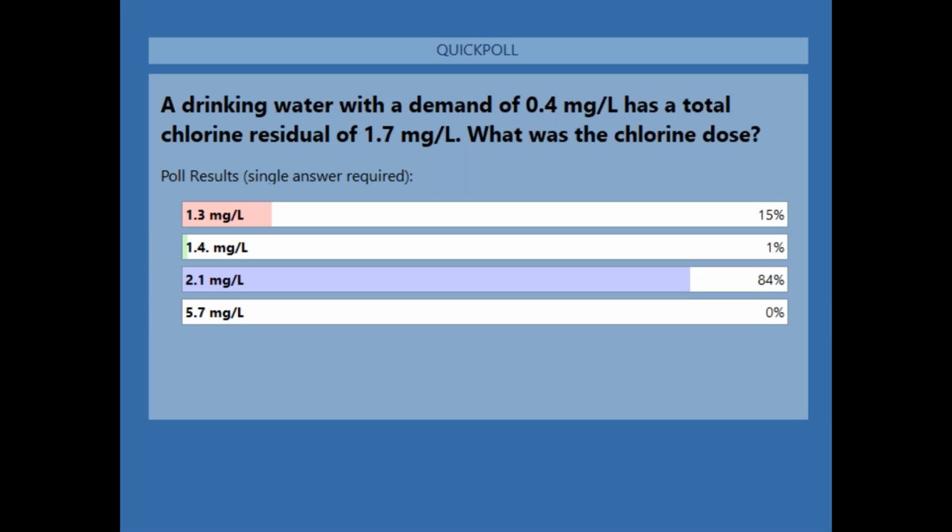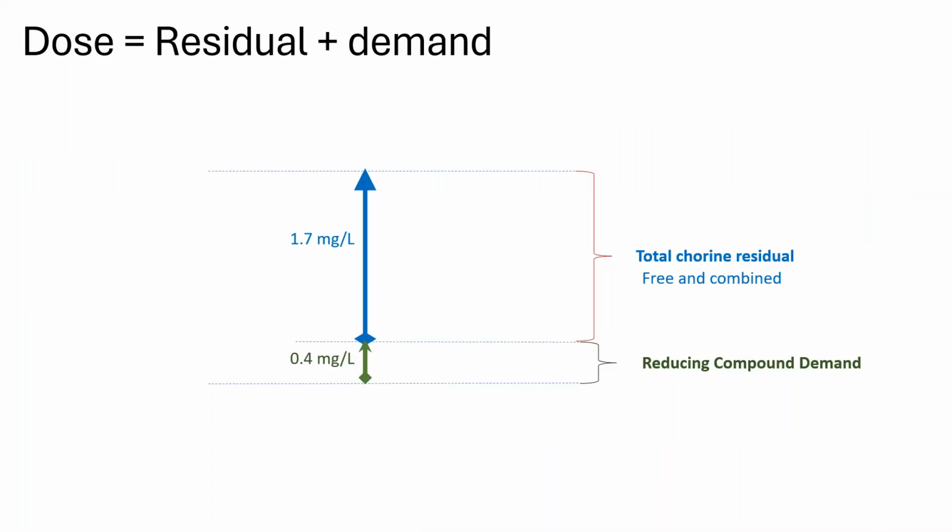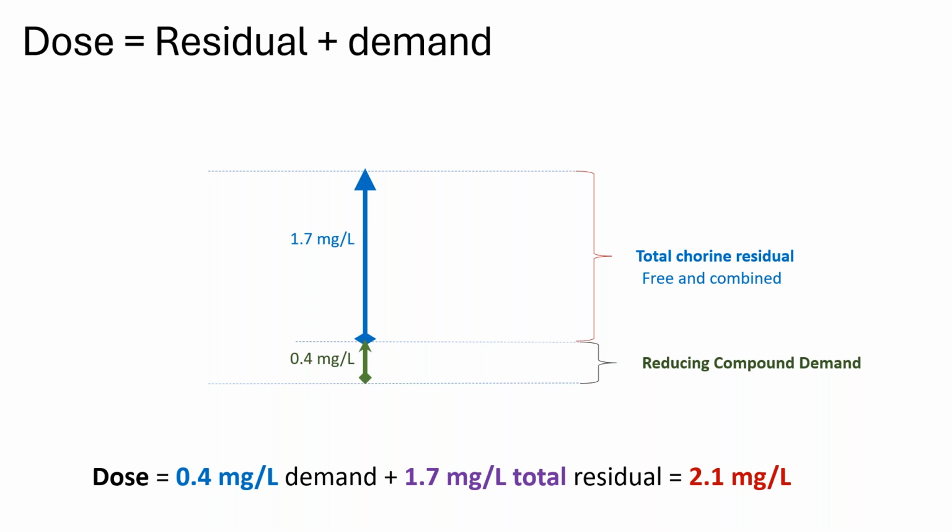And here is a representation of that problem. Here's the total chlorine residual, 1.7 milligrams per liter, and that's the free and combined chlorine. And then we add on our demand, and our equation is dose equals demand plus residual, or residual plus demand. And so 0.4 plus 1.7 equals 2.1 for our dosage.